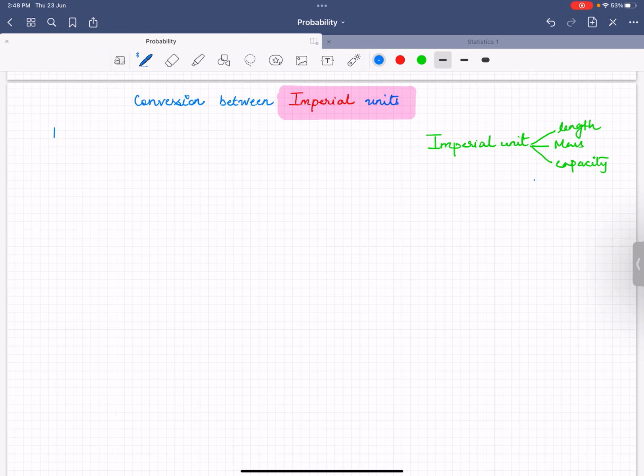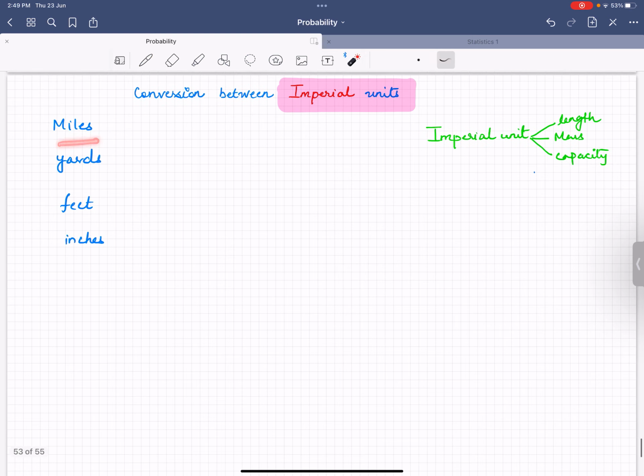We have miles, yards, feet, and inches. Miles is bigger than yards, yard is bigger than feet, and feet is bigger than inches.